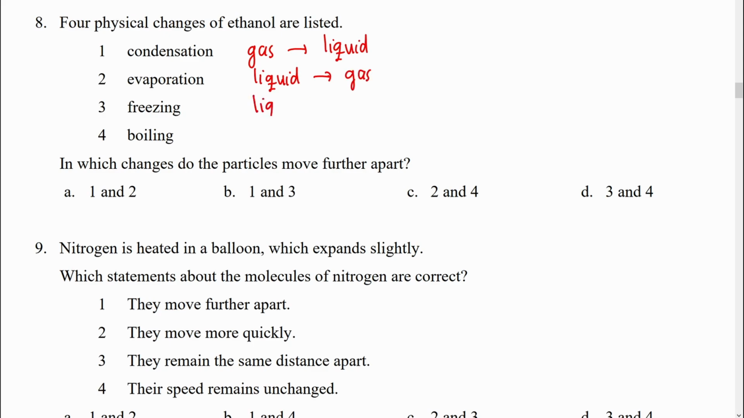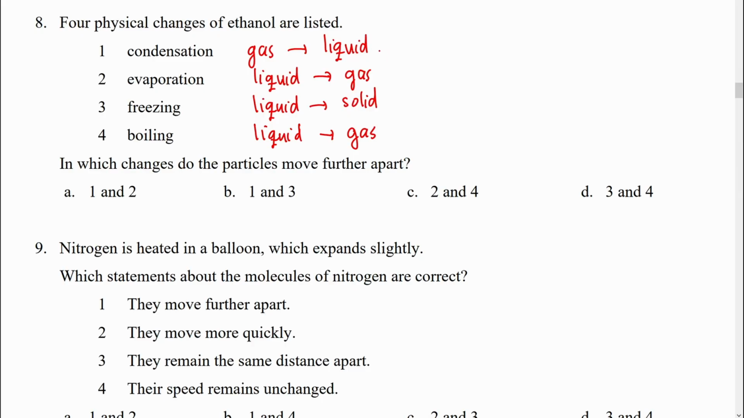While freezing is from liquid to solid. And boiling is from liquid to gas. The difference between boiling and evaporation: boiling is the physical process where a liquid changes into a gas throughout the entire liquid, not just at the surface like evaporation. It means evaporation only happens at the surface of the liquid, right? So what will happen if the gas turns into liquid? It means we have to decrease the temperature, right? We have to cool it down.